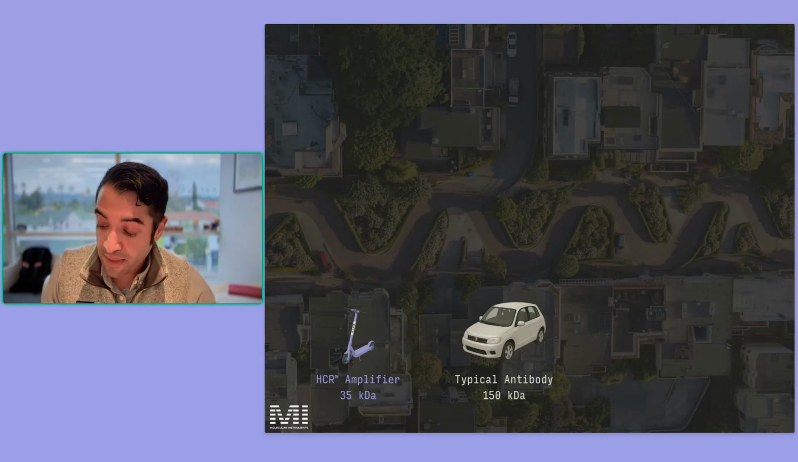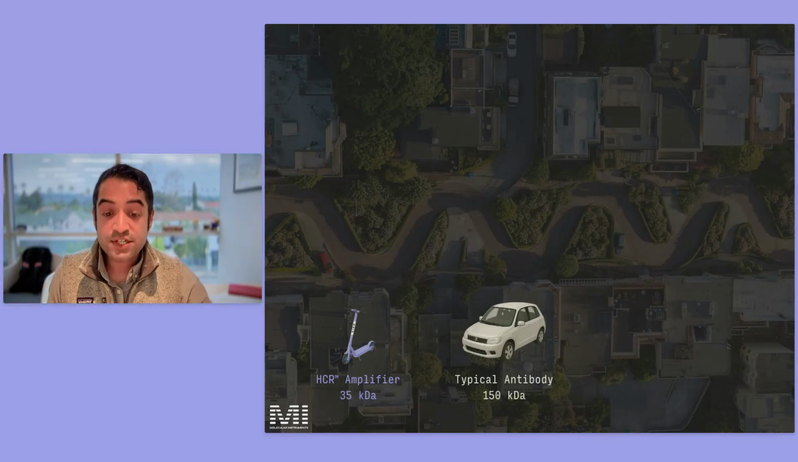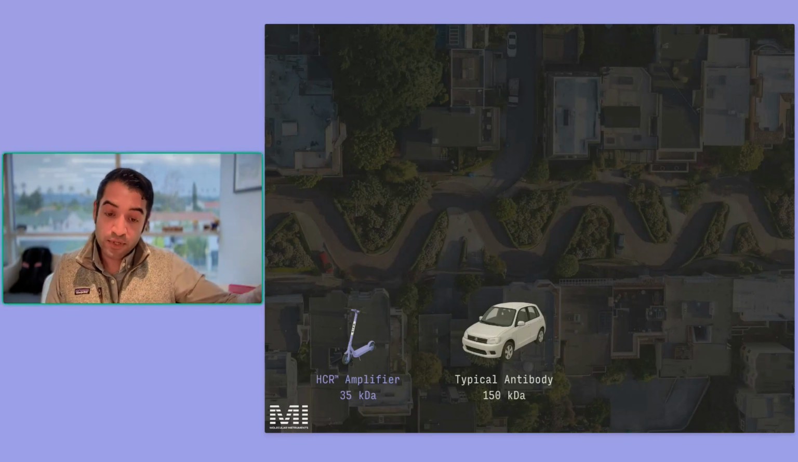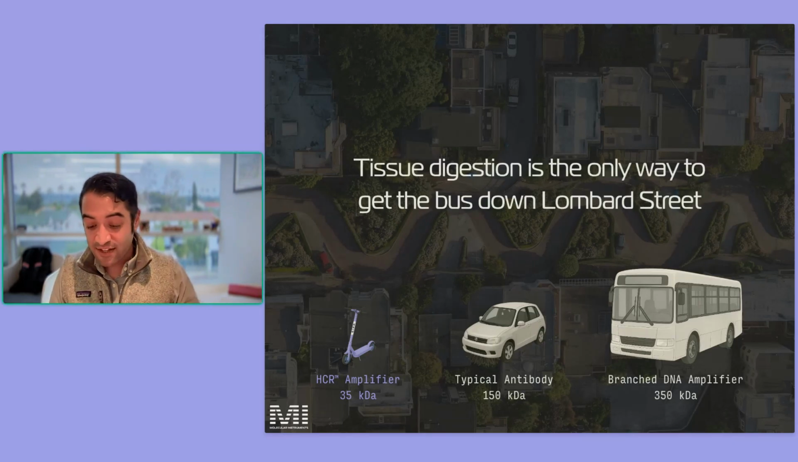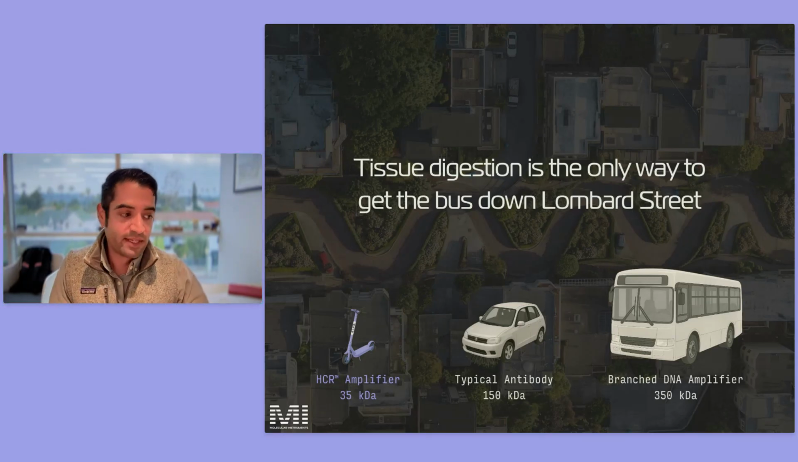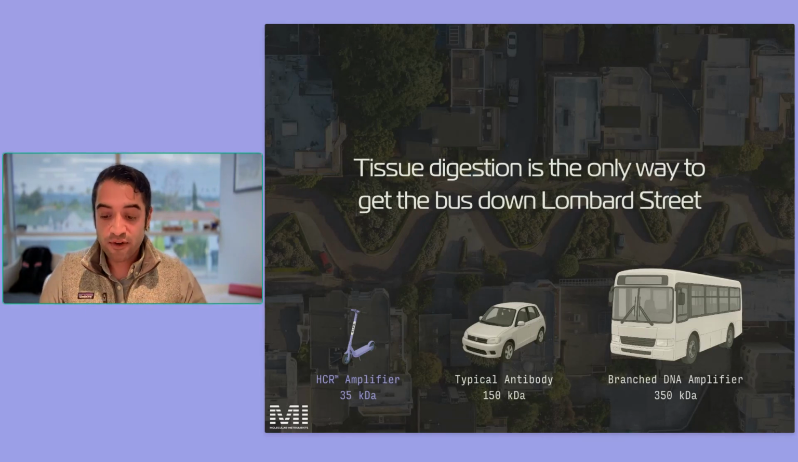And in terms of those, the most popular ones are based off of an old technology called branch DNA amplification that focuses on building these big trees with big, bulky building blocks. And when you look at some of those molecules, because you can't build a big tree without a big tree trunk, they can be upwards of 300, 400 kilodaltons of mass. And to tie back to the analogy, there's no way this bus is getting down Lombard Street unless you do some pretty significant digestion of the street. Whether that's called protease or whether that's called something else, it's really not the point. The point is the underlying technology.